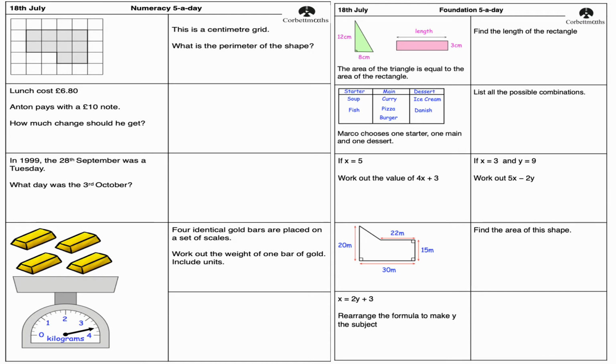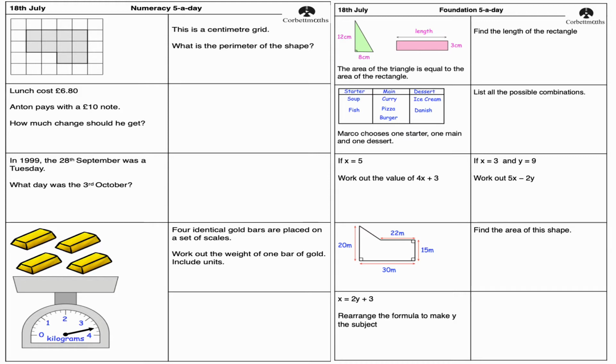Okay guys, so in this video we'll be taking a look at the 18th of July Numeracy 5 a day and the 18th of July Foundation 5 a day from the CorbettMaths website. Okay, so we will start with the Numeracy 5 a day first and then we'll look at the Foundation 5 a day. Okay, so Foundation tier for GCSE Maths.